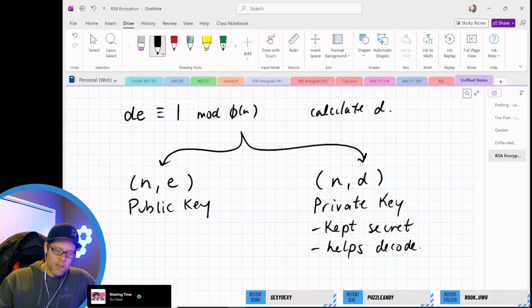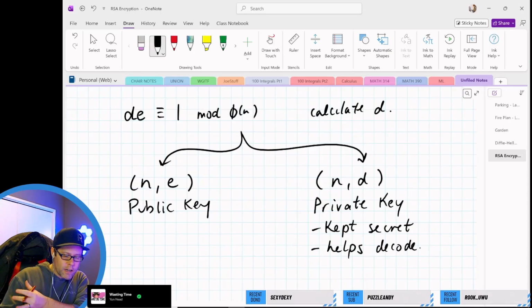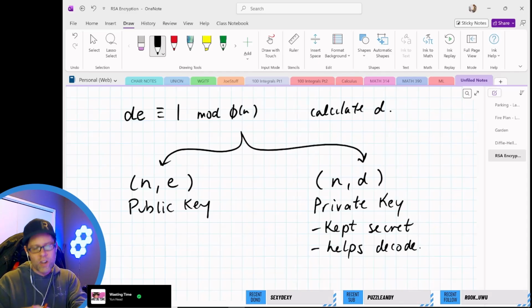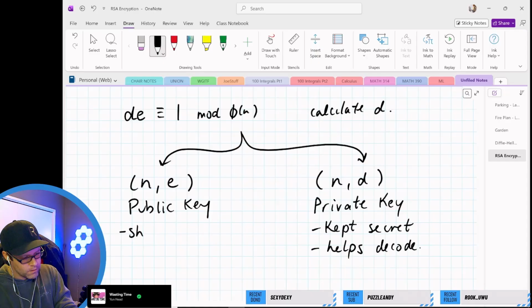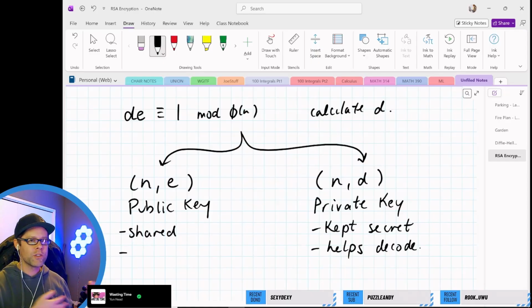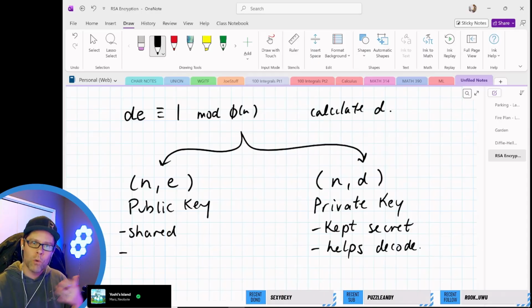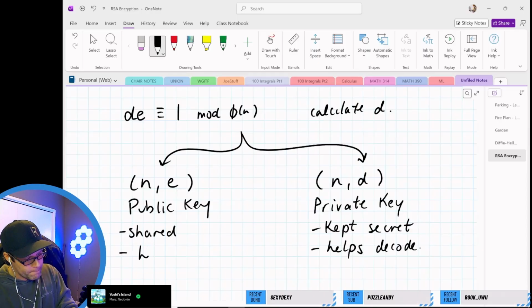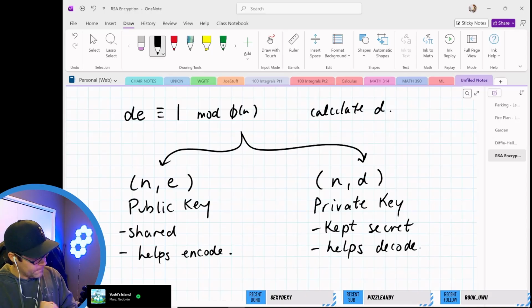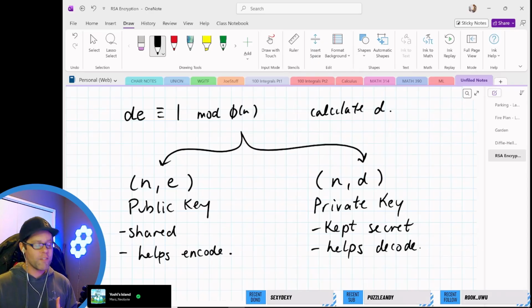And what's the importance about this value D that we're calculating? Well, it's going to help us decode everything, so that's why it's called D. The public key is the one we're allowed to share, and it's the one that's going to help us encode. So E helps us encode whatever we're working with. So there we go. And that's kind of the setup and the initialization phase for how we get both the public and the private key.